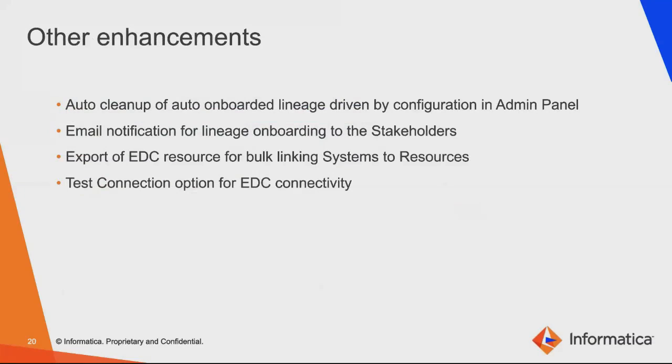Now, beyond that, there are a few other enhancements. So the first one is the ability to auto clean up the lineage, the auto-created lineage only. The idea is if you had brought in the lineage automatically from EDC to Axon, and those fields were cleaned up as part of the orphan links cleanup capability that was introduced in 7.0, we will now clean up the lineage as well, so that if the lineage was auto-created, the user doesn't need to go and clean those up.